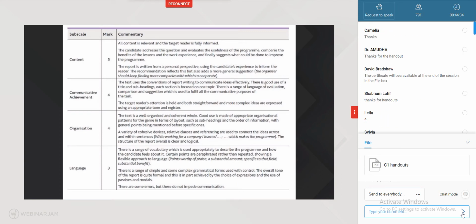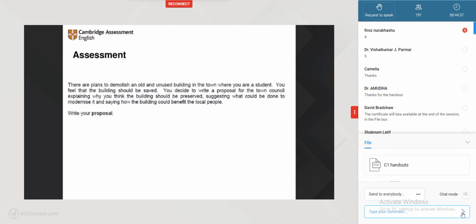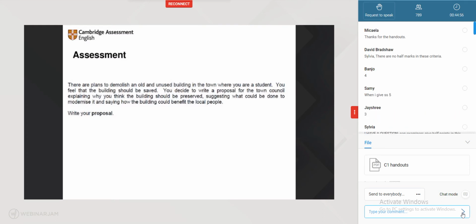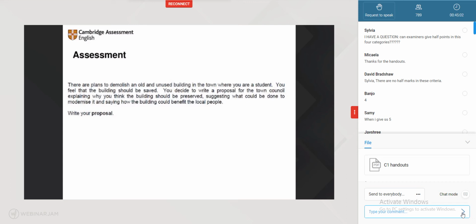Okay. Right, and we'll just have a quick look at a proposal so we can highlight the differences again. Plans to demolish an old building, blah, blah, blah. You decide to write a proposal explaining why you think it should be preserved, suggesting what can be done, and saying how the building can benefit the local people. So these are suggestions with the effects of that thereafter. So you're making recommendations and explaining why those recommendations would or are valid.